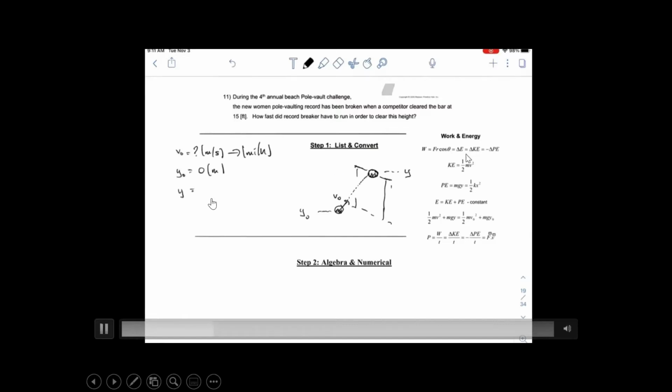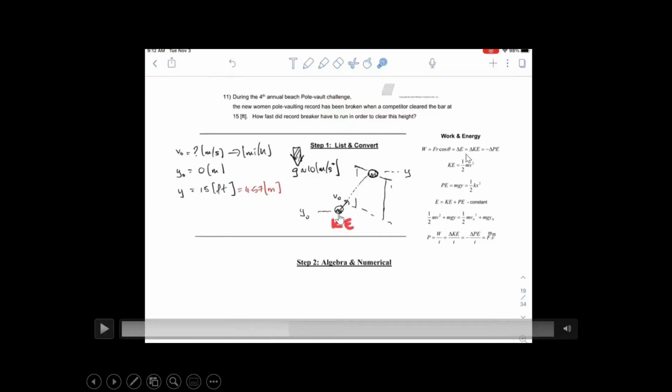Anyway, so a bunch of assumptions here that we need to focus on. So how fast does she have to run in order to clear the bar? So that's what we're interested in. All right. She's trying to clear the bar that's going to be 15 feet high. We're making the assumption that gravity is the only force acting, so which means that we're ignoring friction in this case.